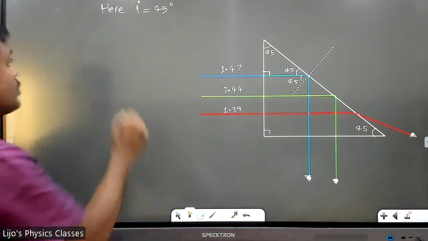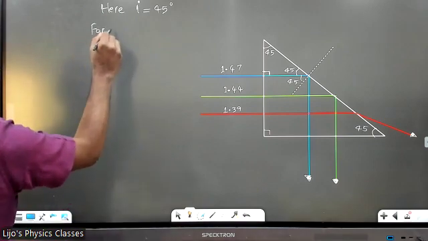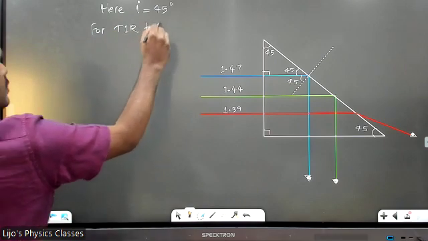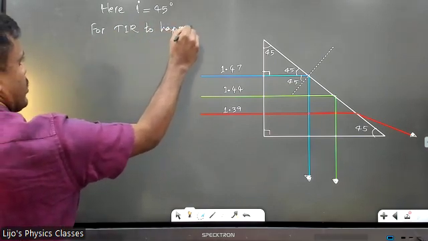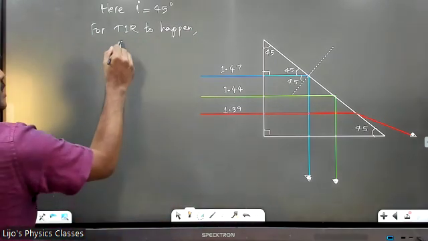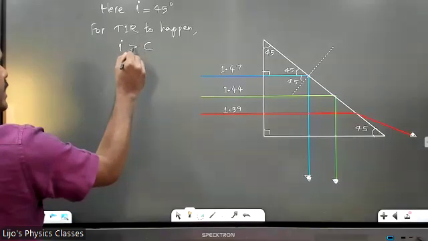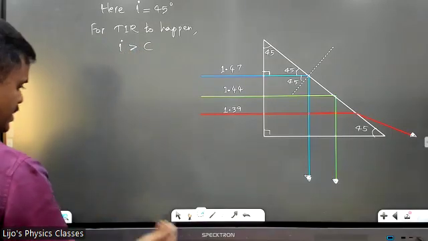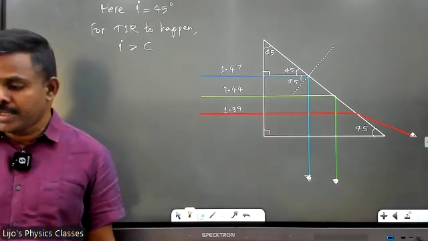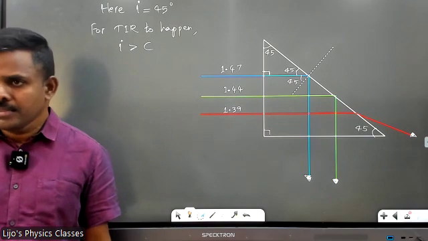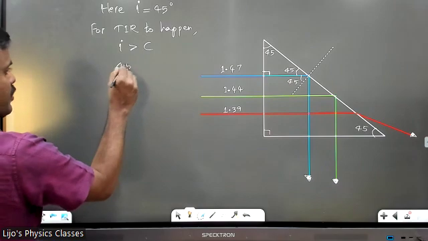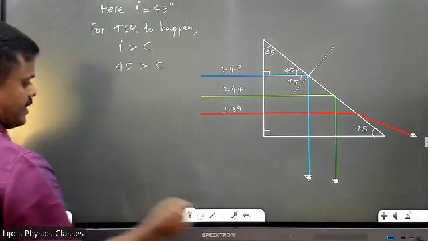Correct. So for TIR to happen, let's isolate the cases. Tell me what the condition is for TIR to happen. Angle of incidence should be greater than the critical angle, right? For TIR to happen, angle of incidence should be greater than the critical angle. Do you understand? That is the condition for TIR. Then, angle of incidence is 45. So, 45 is greater than critical angle.